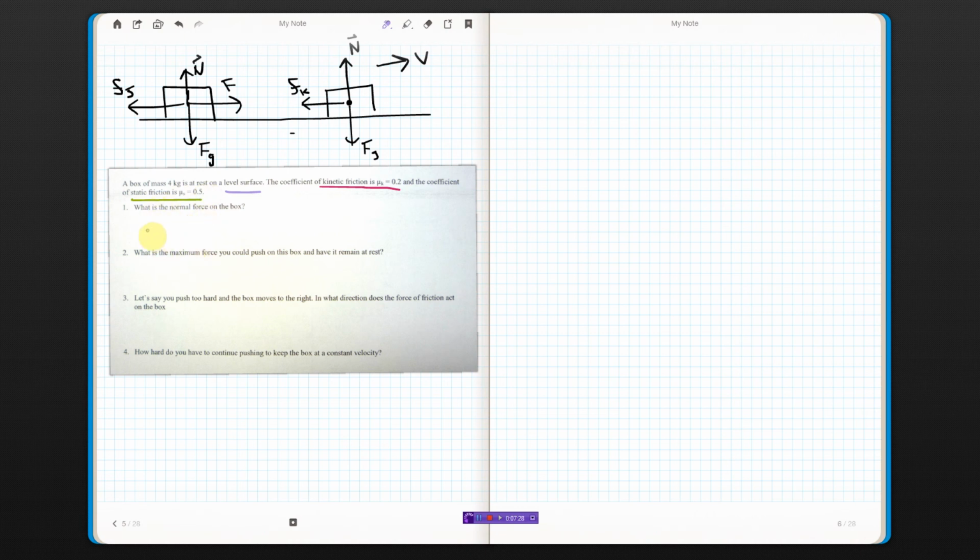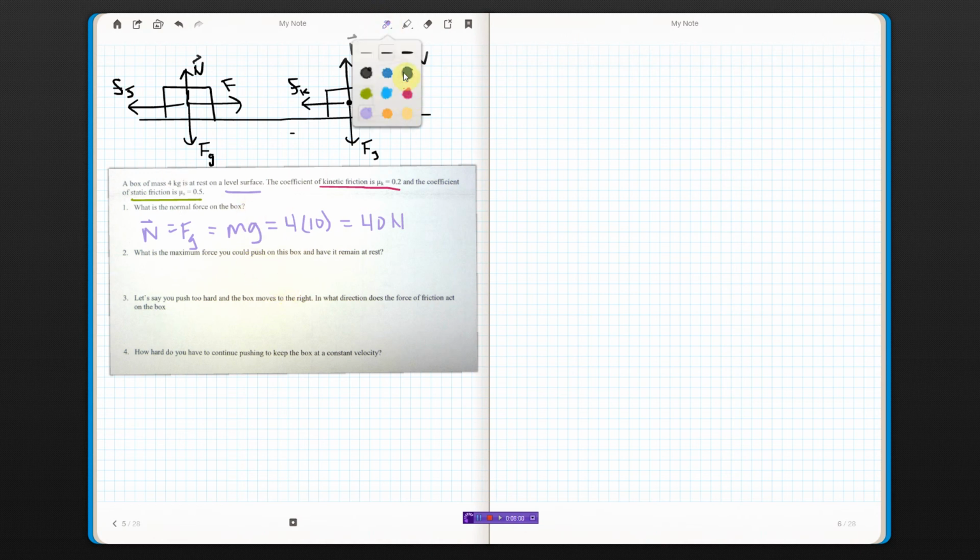So that means the normal force would just be equal to the force of gravity, which is mass times gravity, which in this case is 4 times 10 meters per second squared. So I get 40 newtons. Okay? Now it says, what is the maximum force you could push on this box and have it remain at rest? Basically, what they're saying is, what's the maximum force you could push where the frictional force would still fight you? So we're looking for the maximum static friction allowed.